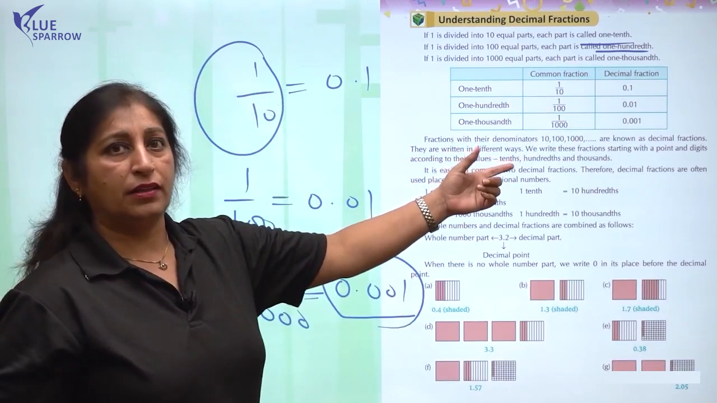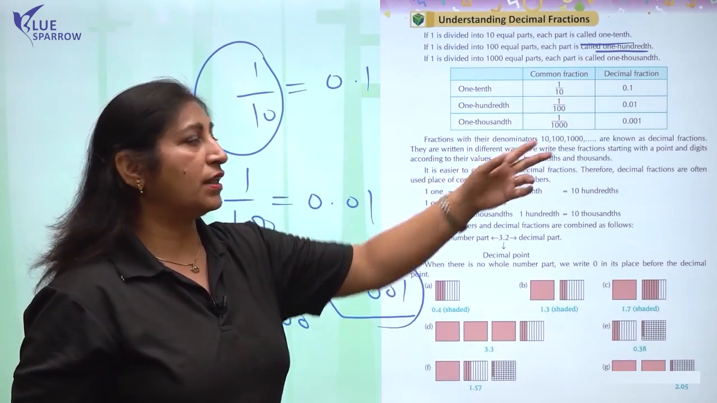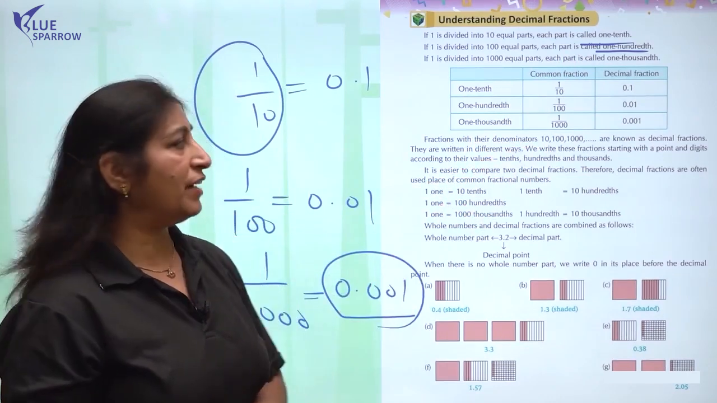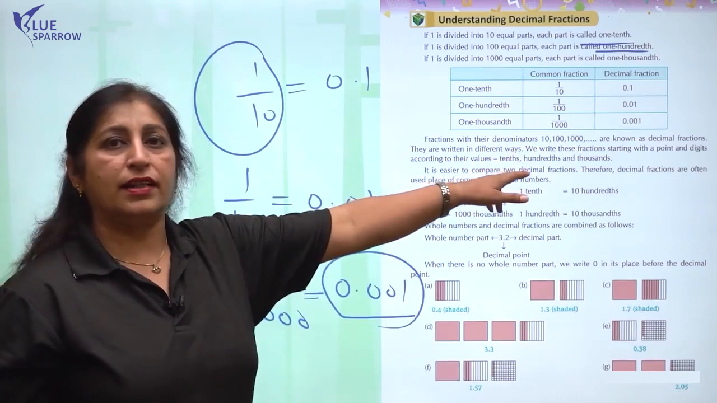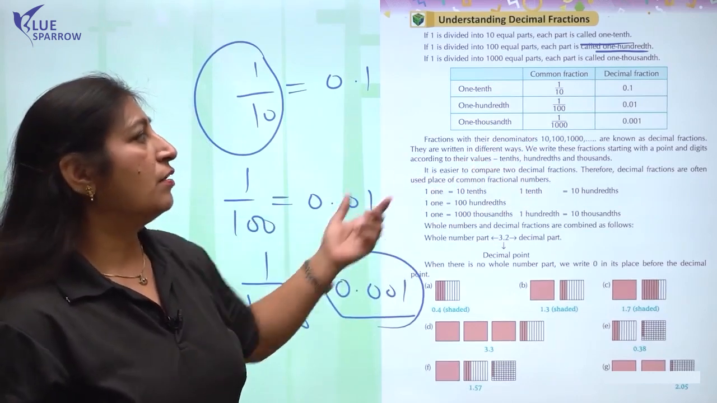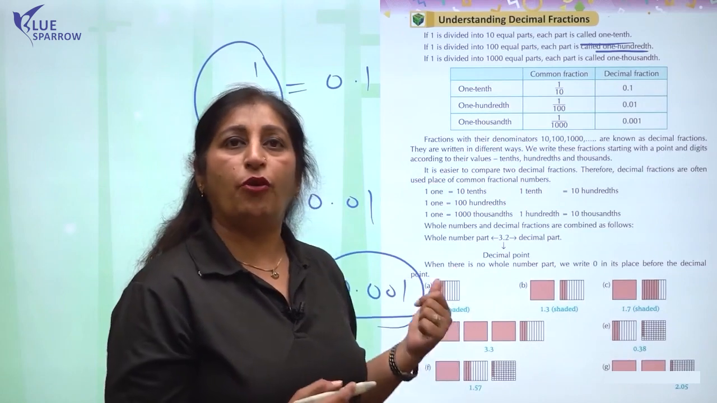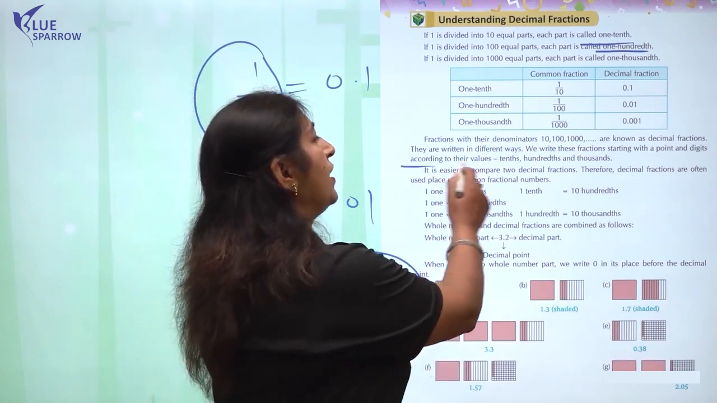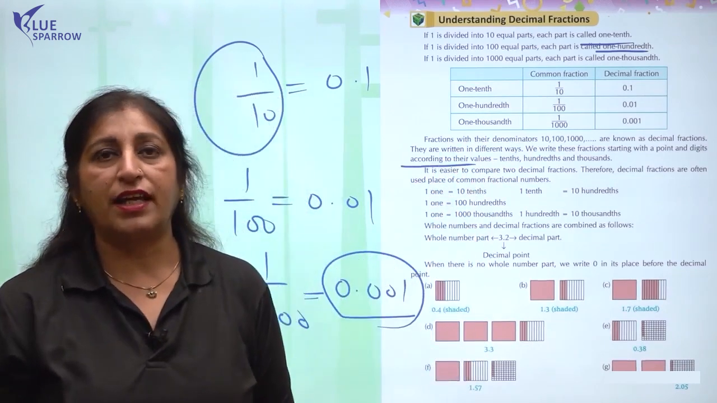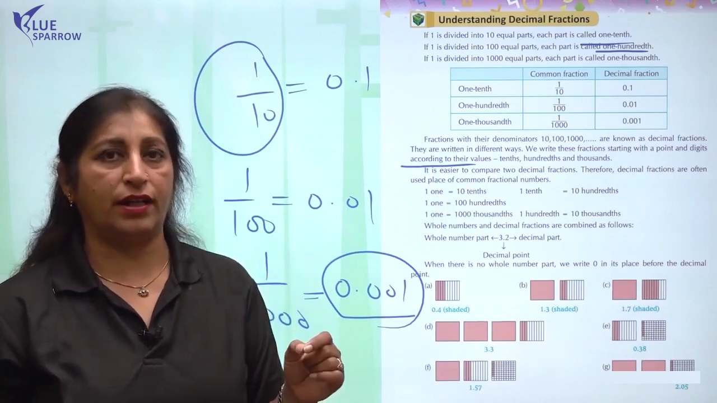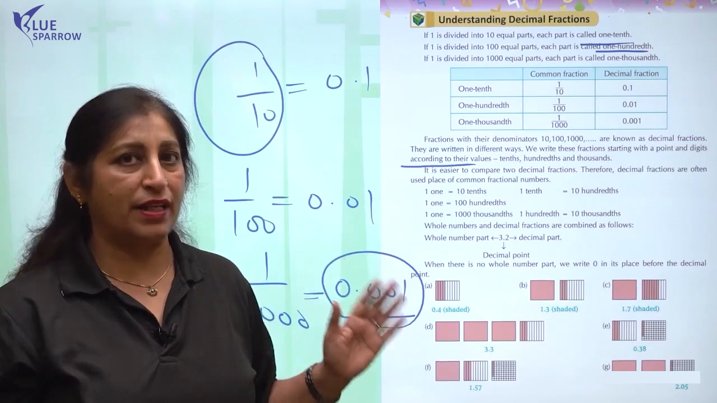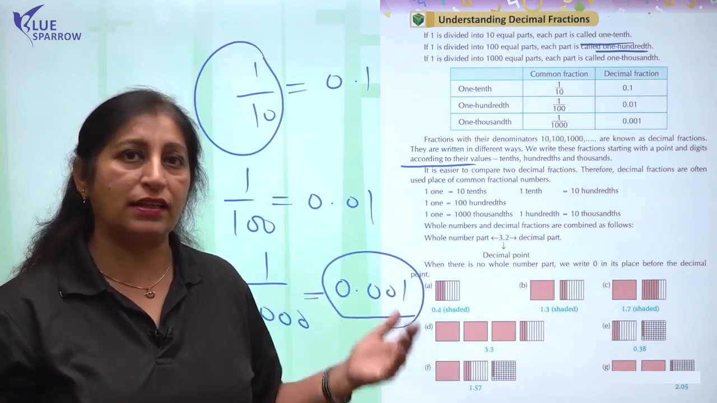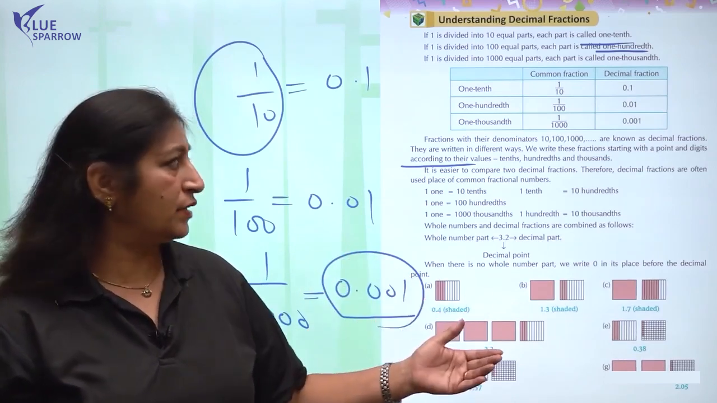Fractions with their denominators 10, 100 and 1000 are known as decimal fractions. They are written in a different way from how we write the common fractions. We can write them starting with a point and digits according to their values. The decimal fractions can be written using a point, that is called decimal, and the other digits are written according to their places, like whether they are at the place of tenths, hundredths or thousandths.